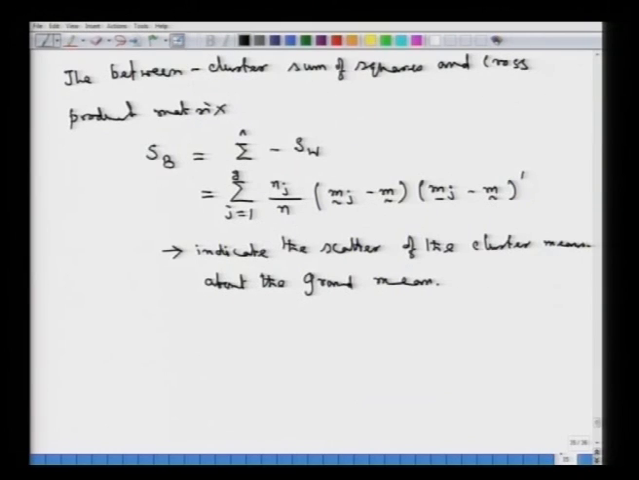Now, the optimality criteria for clustering are basically based on these two measures, S W, S B and sigma hat, which we will see in the next lecture.